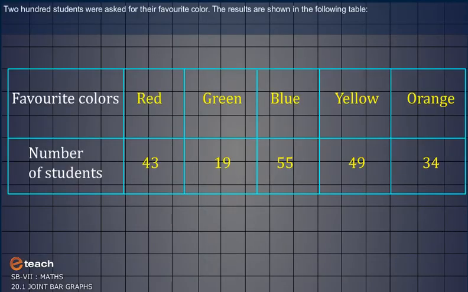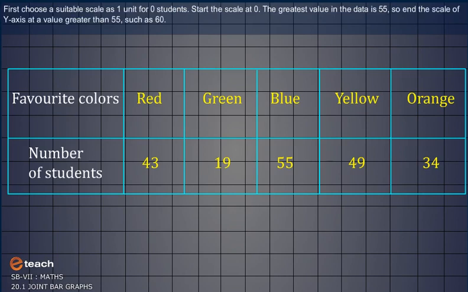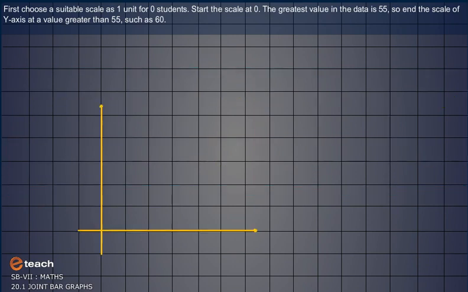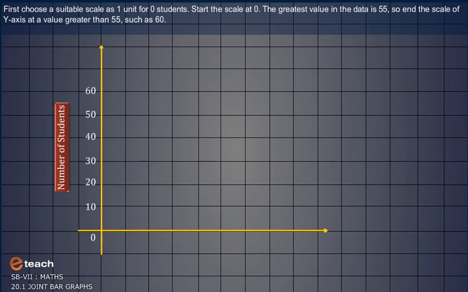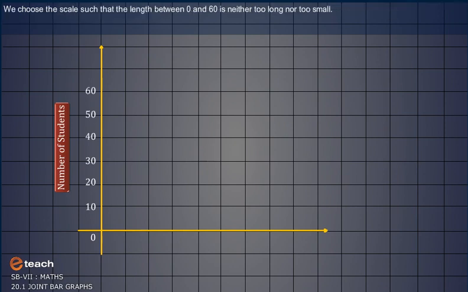200 students were asked for their favorite color. The results are shown in the following table. First, choose a suitable scale as 1 unit for 10 students. Start the scale at 0. The greatest value in the data is 55. So end the scale of y-axis at a value greater than 55, such as 60. We choose the scale such that the length between 0 and 60 is neither too long nor too small.